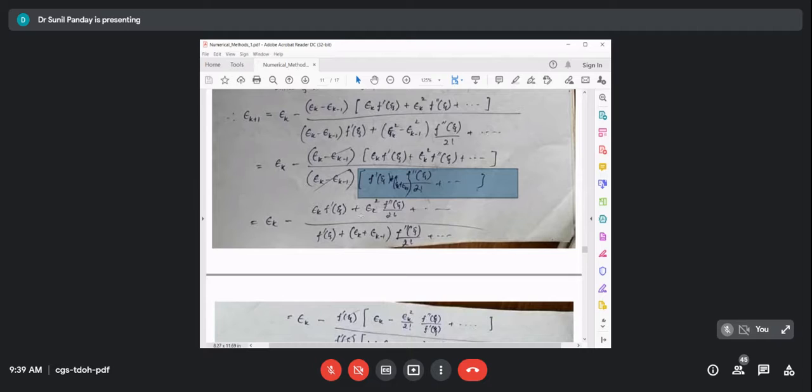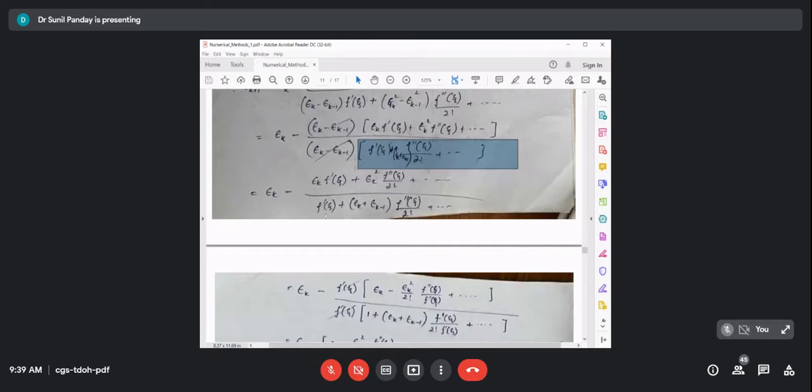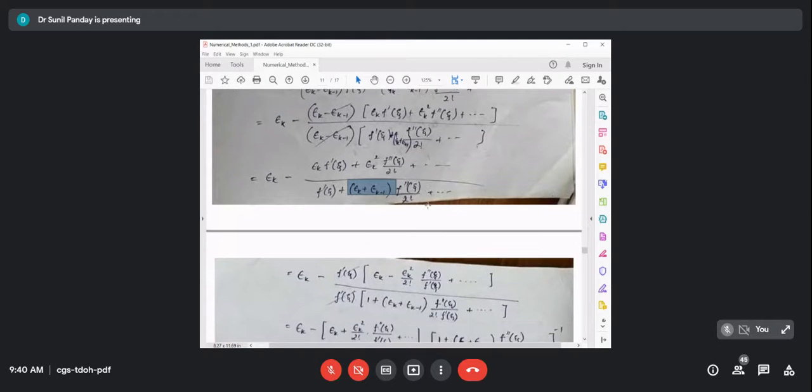epsilon k f dash of j plus epsilon k square f double dash j upon 2 factorial till infinity, and then f dash j plus epsilon k minus 1 f double dash j upon 2 factorial, because here we are having this epsilon k square minus epsilon k minus 1 square. So if we factor it, we will get epsilon k minus epsilon k minus 1 into epsilon k plus epsilon k minus 1. So this epsilon k plus epsilon k minus 1 will remain in the multiplication of this f double dash j upon 2 factorial.